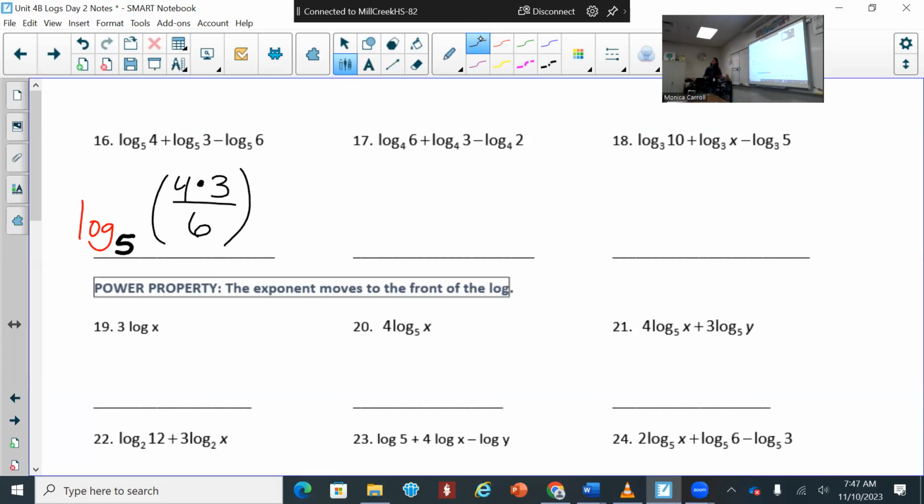Okay, so let's simplify that. Go ahead and put that whole thing in your calculator. 4 times 3 divided by 6. Get a whole number, great. If you don't get a whole number, we're going to change it into a fraction by hitting math, enter, enter. Think you're getting a whole number on this, are you? What you got, 2? Okay, so this simplifies down to log base 5 of 2. Try number 17. If you can, simplify them, yes.